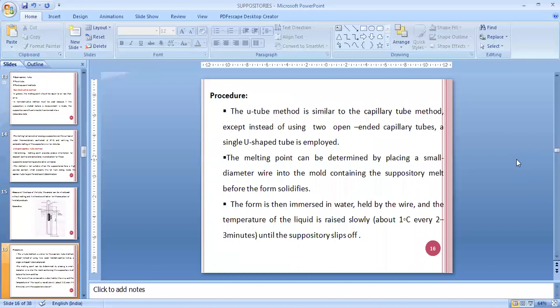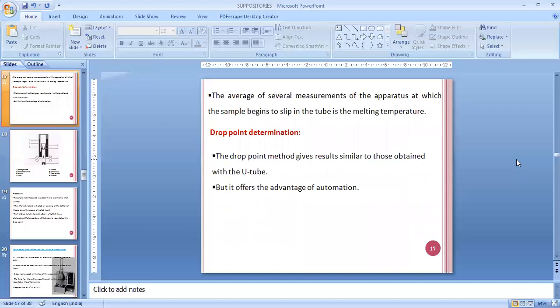The melting point can be determined by placing a small diameter wire into the mold containing the suppository melt before the form solidifies. The form is then immersed in water, held by the wire, and the temperature of the liquid is raised slowly until the suppository slips off. The average of several measurements of the apparatus at which the sample begins to slip in the tube is the melting temperature.